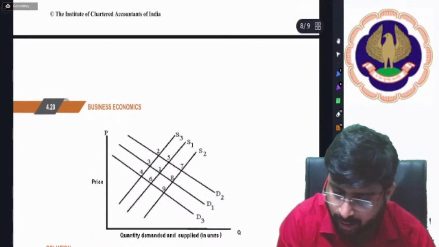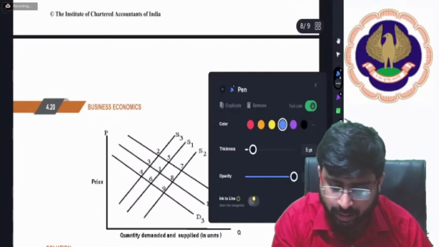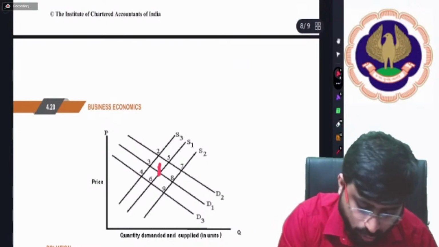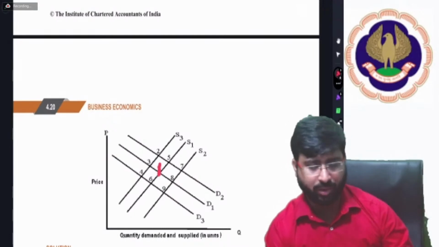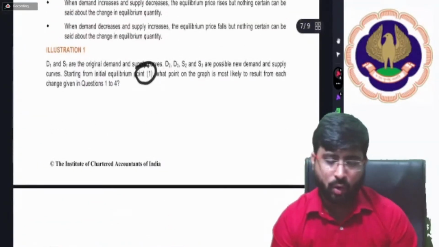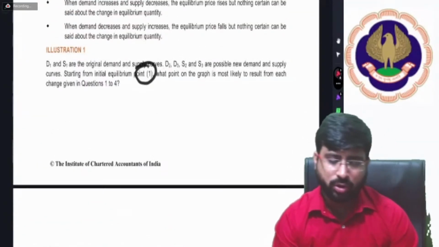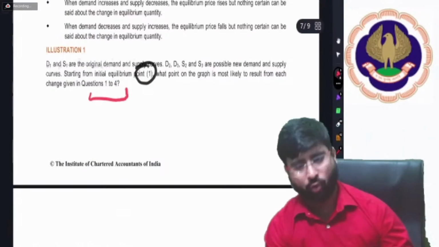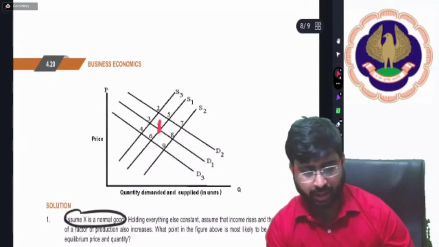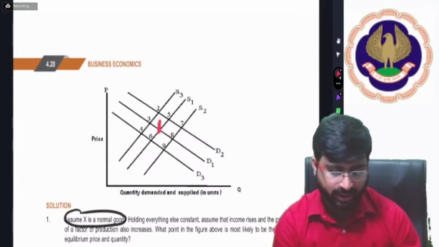Remember, I am changing the color. Let's move to a red color because you will see it better. So you are originally here. Now whatever movement shall take place from here. What point of the graph would most likely result from each change in questions 1 to 4? So here it is.